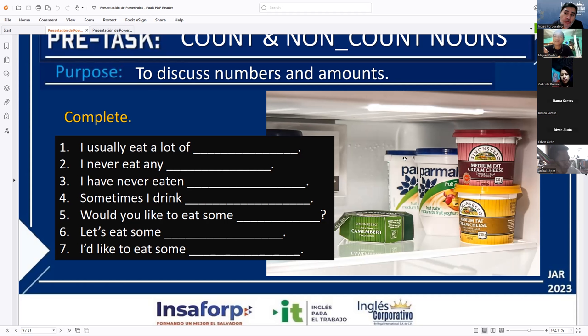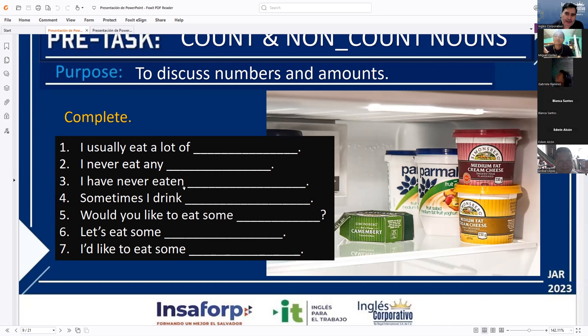But according to your reality, if you usually eat a lot of vegetables, you say, I usually eat a lot of vegetables. Or if you eat a lot of fruit, you say, I usually eat a lot of fruit. Or I never eat any fruit. Or I never eat any vegetables, okay?